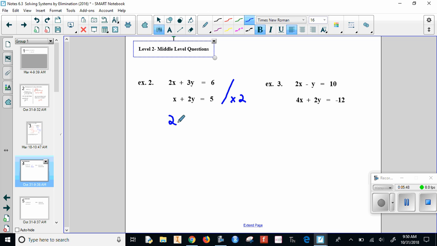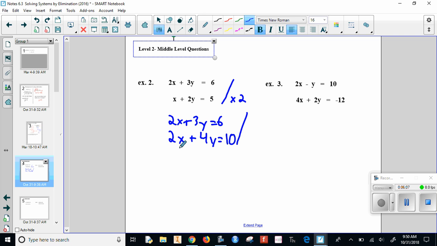So to do that, I have 2x plus 3y equals 6. I leave the top row alone, and the bottom row, I multiply each part by 2. So now I have 2x plus 4y equals 10. Great. Now we have to decide what we want to do.